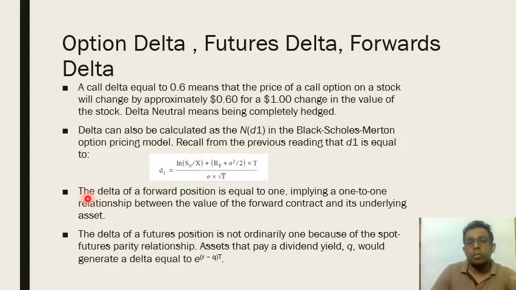The delta of a forward position for forward contracts will be equal to 1, since the underlying asset and the forward contract are related one-to-one. But for futures it is not the case. For futures, because of the dividend yield and all, delta should be reduced by that yield because it is a positive yield. So delta will be equal to e raised to (r minus q) T. So it is not ordinarily 1 like for a forward position, but a futures position is a little bit different.